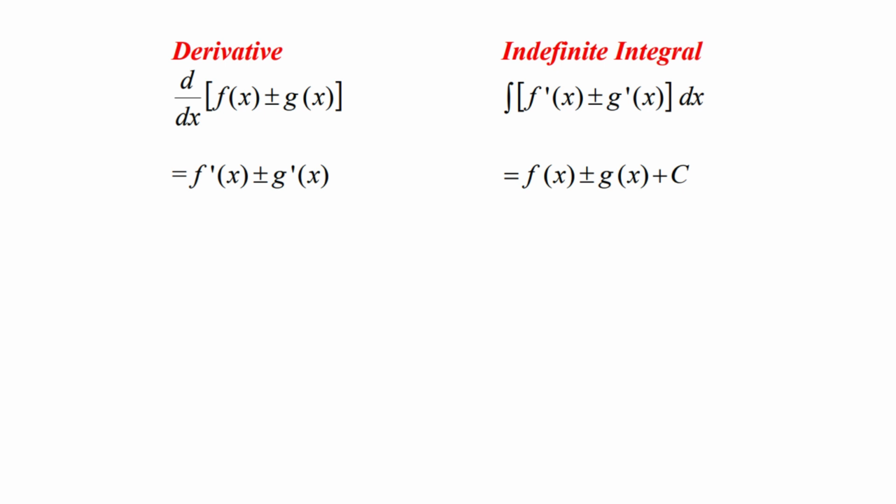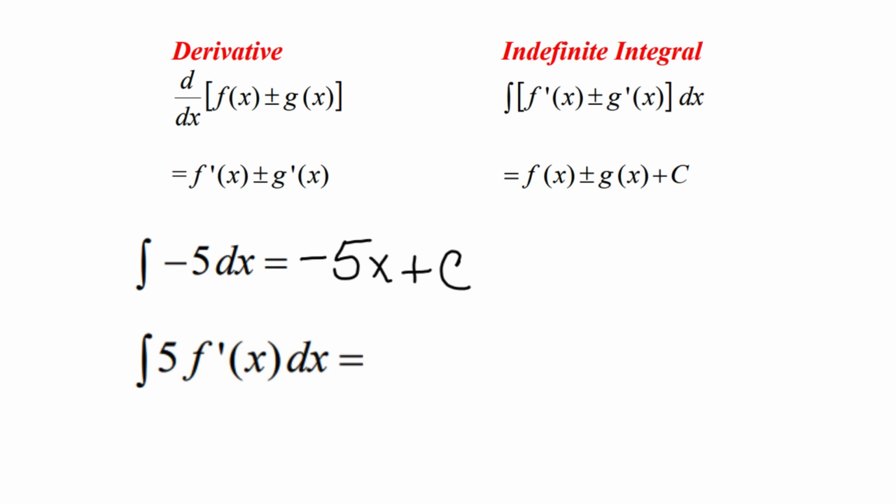So the first example, let's say we had the integral of -5 dx, so that's going to mean with respect to x, so we're going to put the x variable on when we take the antiderivative. So this would equal -5x plus C. And in the next example, let's say we had a 5 multiplied by f prime x dx. Now we don't know what f prime is, so we're just going to use symbols for this one. So this would equal, and we can bring the 5 out front because 5 is just a constant, 5 f of x plus C.